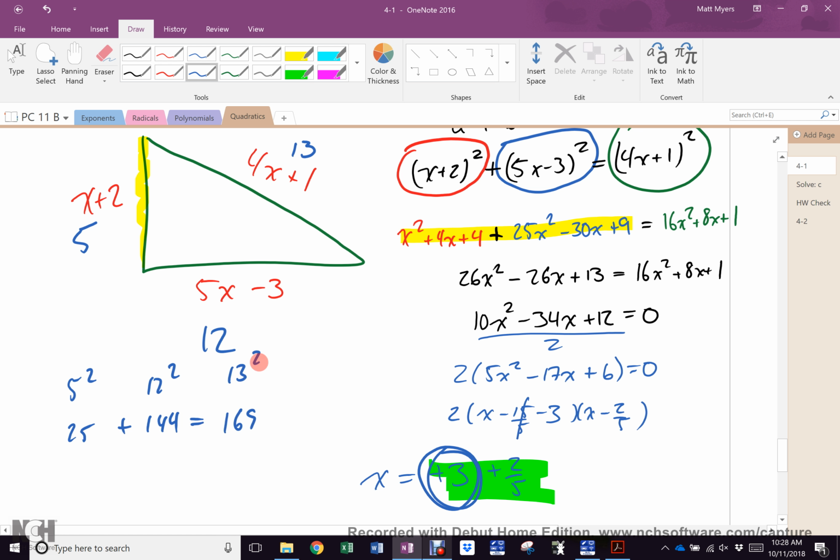What's 13 squared? 169. So does 3 work? Yes. If 3 works, I can check this one, or I can know that if 3 works, why would I even check that?